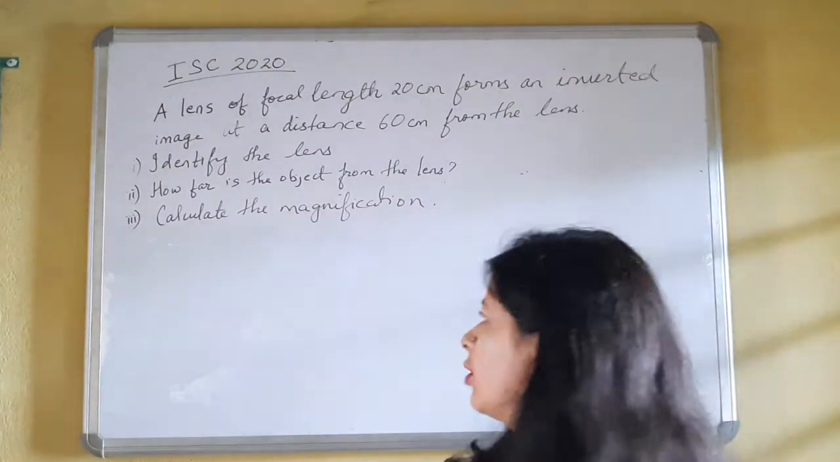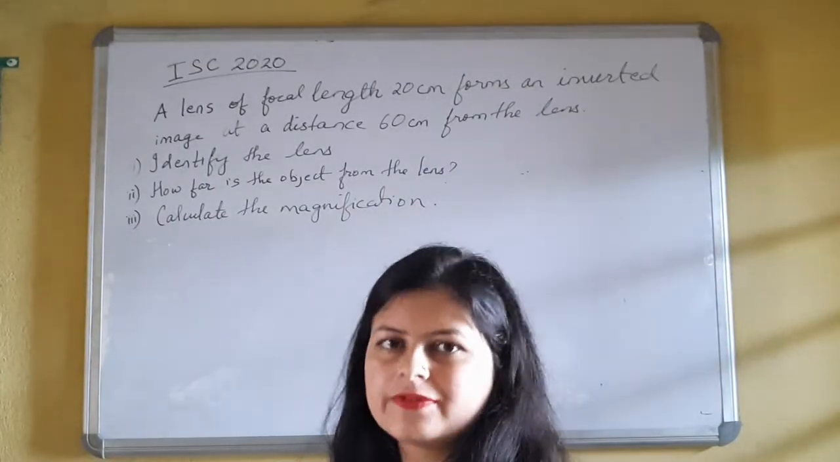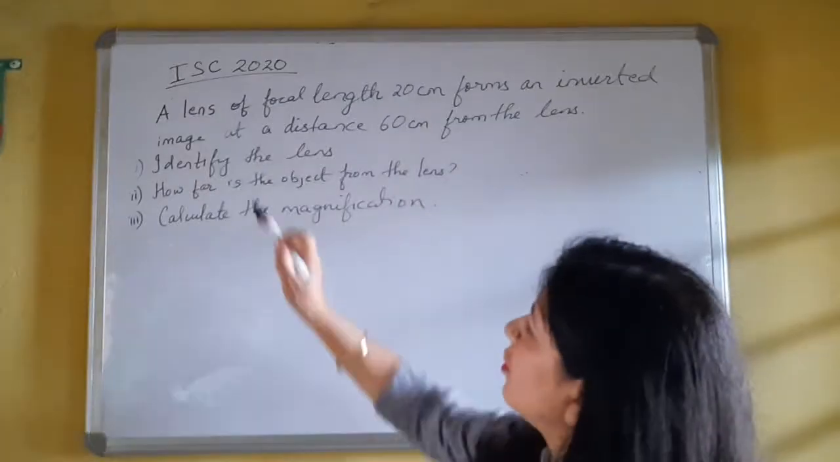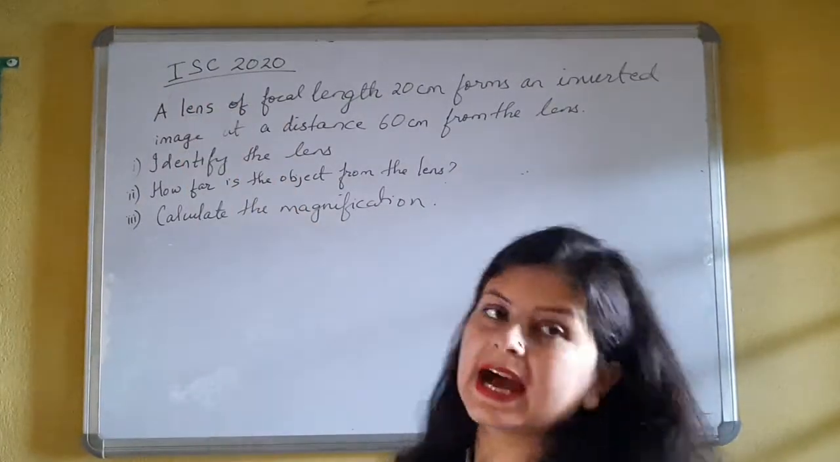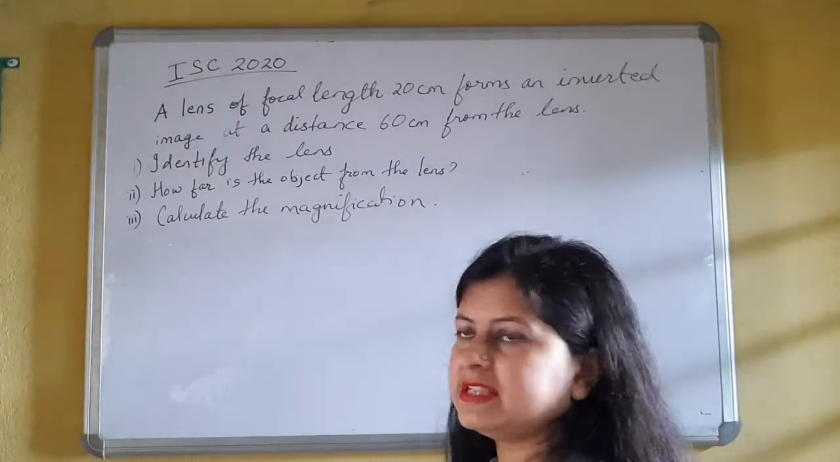Okay, with the help of the formula which I gave you, that is 1 by v minus 1 by u is equal to 1 by f, let us proceed to solve the numerical which was asked in ISC 2020. Okay, the latest examination question I am dealing with.